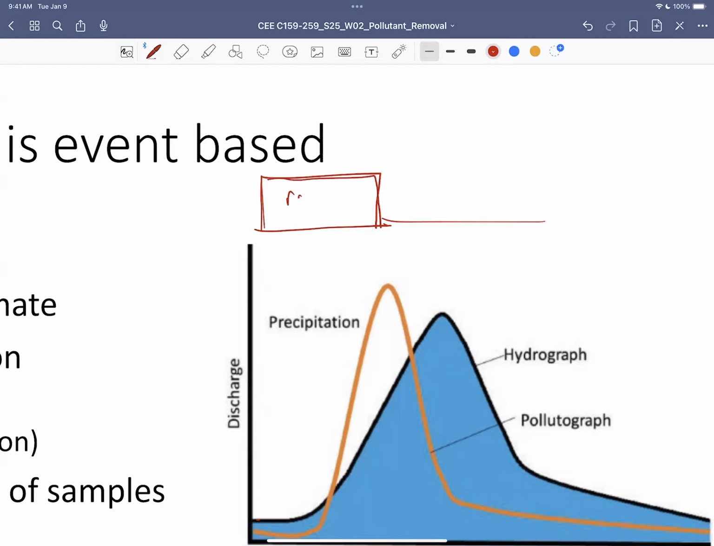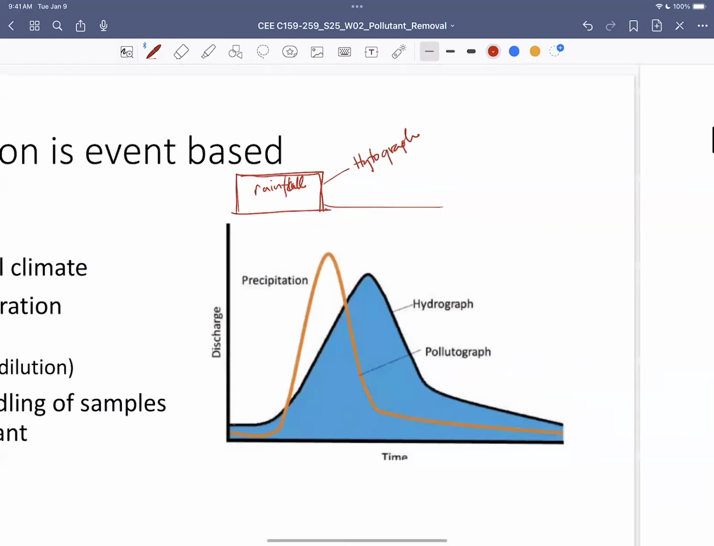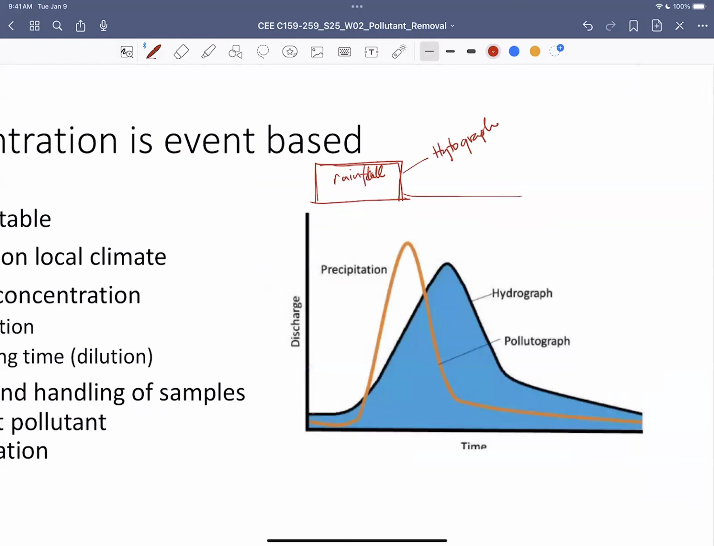So this is the rainfall pattern, and the response to rainfall is basically runoff. The runoff volume at any location over time in response to rainfall is called the hydrograph. This is basically the runoff volume, or flow rate, or discharge rate at any time.